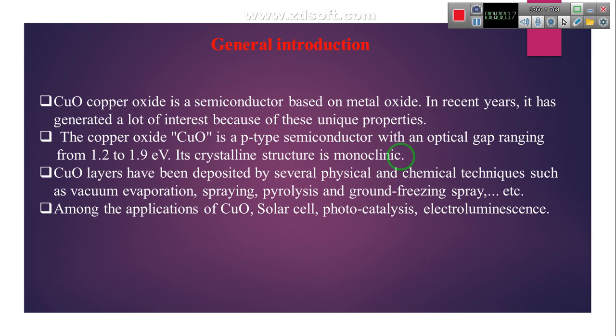General introduction. CuO, copper oxide, is a semiconductor based on metal oxide. CuO layers have been deposited by several physical and chemical techniques such as vacuum evaporation and spraying. Among the applications of CuO are solar cells and photocatalysis.